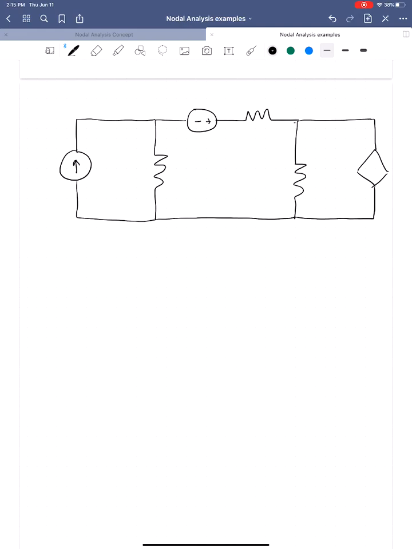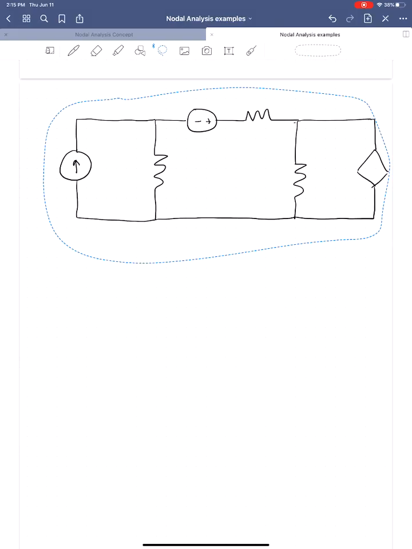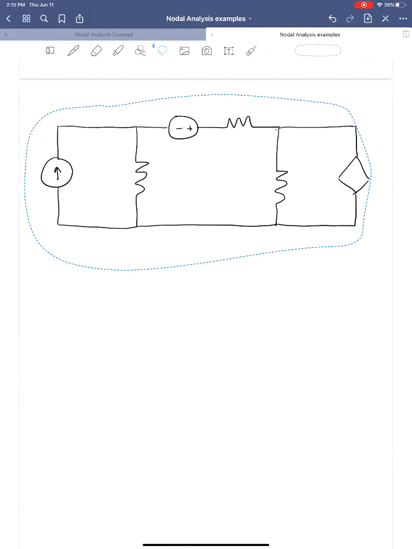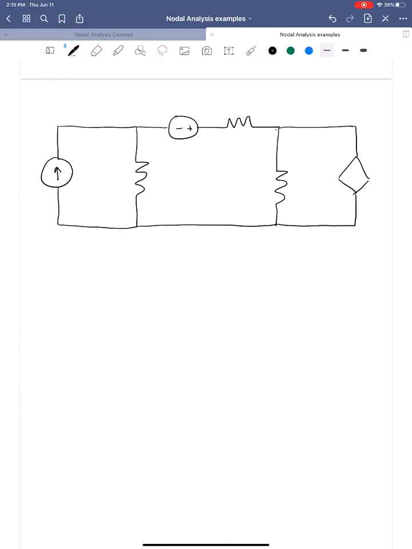Okay, so we haven't seen dependent sources in a while, but we're going to have one here. I'm going to move this circuit over so I've got a little more room on each side. This is a voltage-controlled current source that has a value of 3Vx. This is a 3 ohm resistor. This is a 2 ohm resistor.